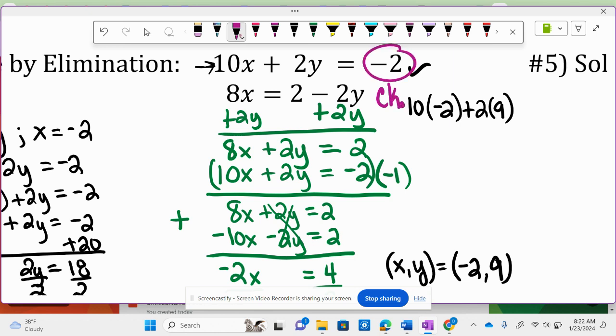For the second one, since this equation is all messed up, I have to use this one to do my check. So 8 times -2 plus 2 times 9. And we're looking for a +2 as our answer. Is that what we get? Yes, we do. Okay.